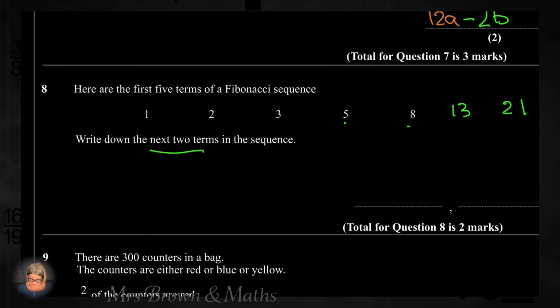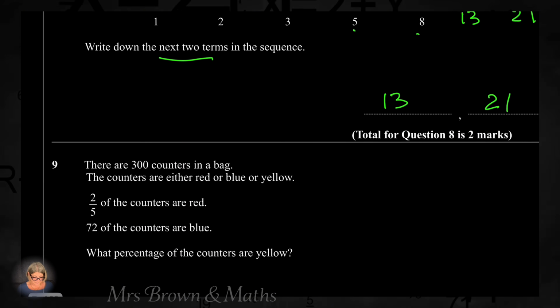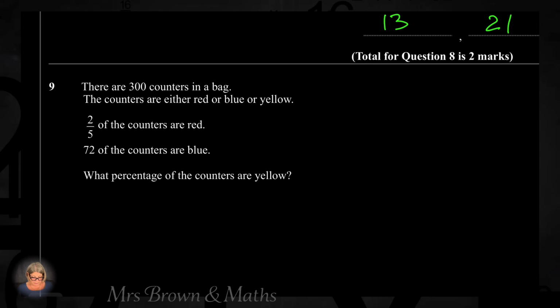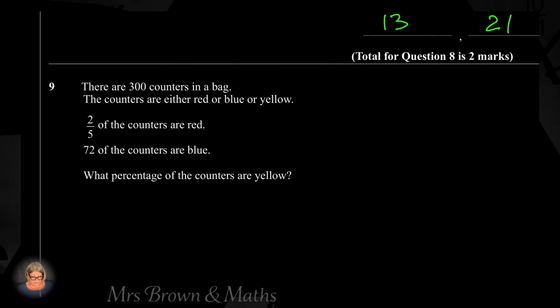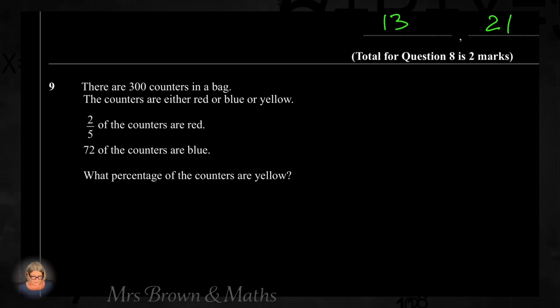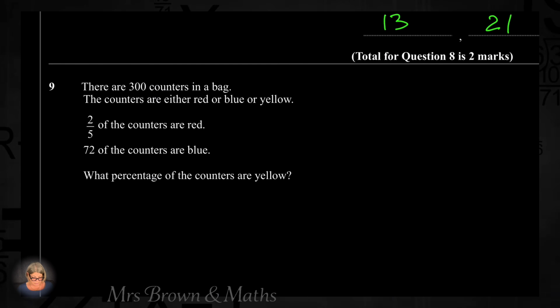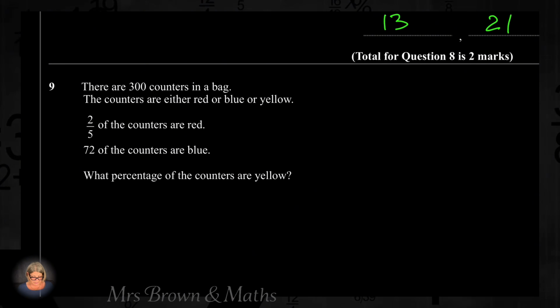Right, so just put it here, write it down, 21. Question 9. There are 300 counters in a bag. The counters are either red or blue or yellow. 2/5 of the counters are red, 72 of the counters are blue. What percentage of the counters are yellow?